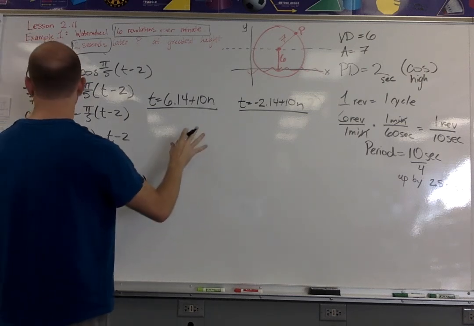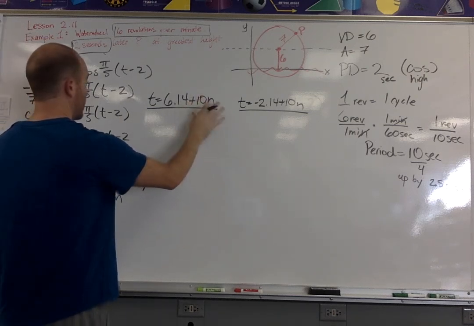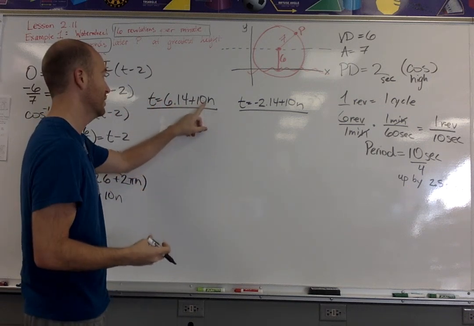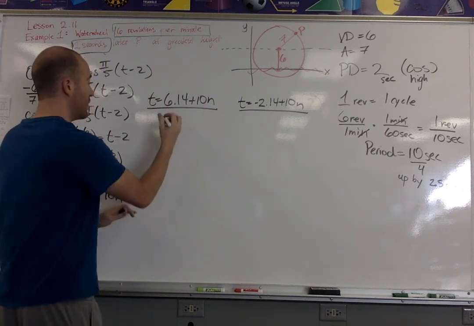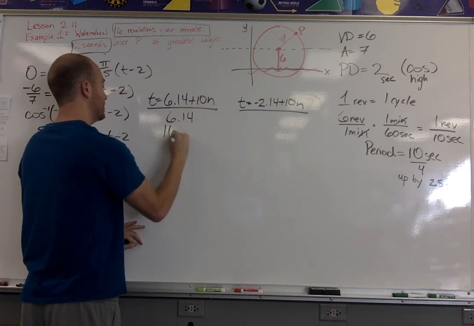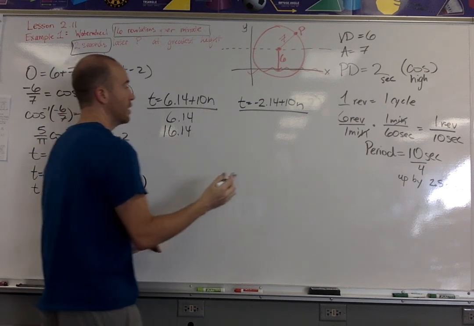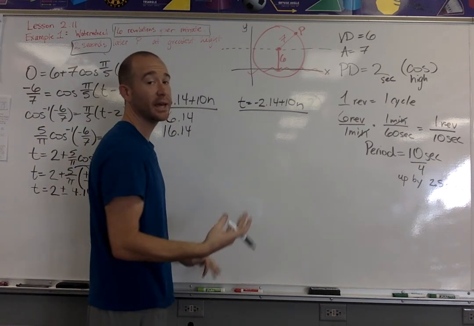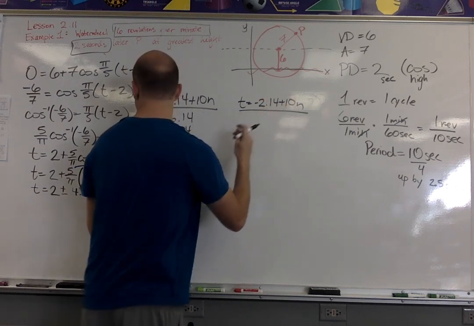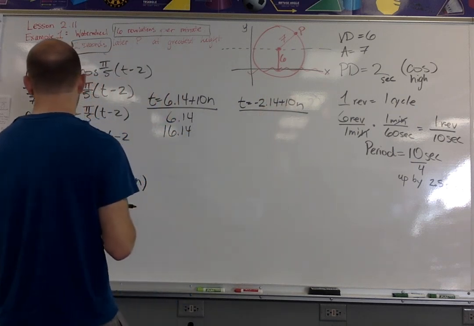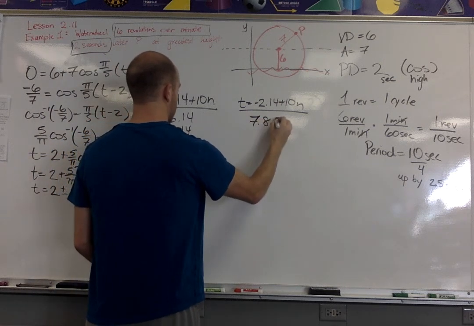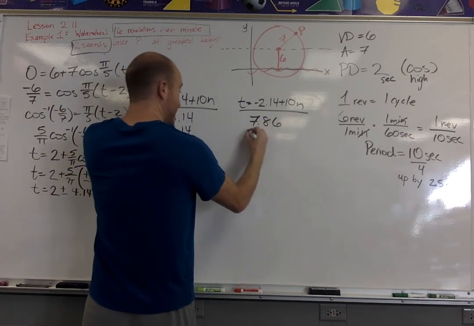If I add 10 to this, or if I subtract 10, it's negative, and I don't want negative time. It doesn't make sense. If I leave it alone, my first time is 6.14 seconds. If I add 10, it's 16.14 seconds. Over here, if I leave it alone, it's negative. Negative time doesn't make sense. If I add 10 to that, then I get 7.86. If I add 10 again, that's 17.86.